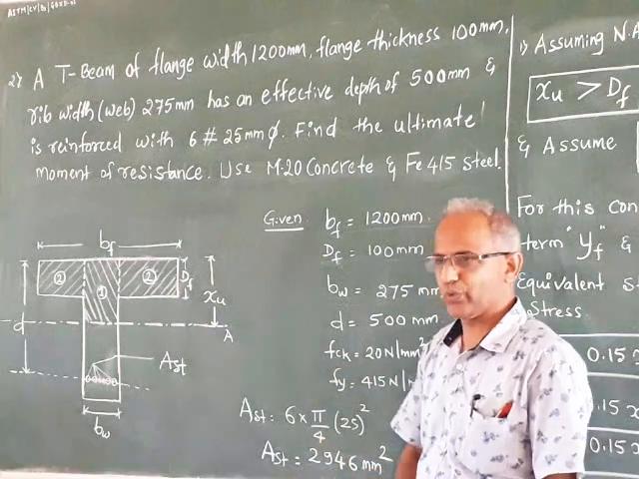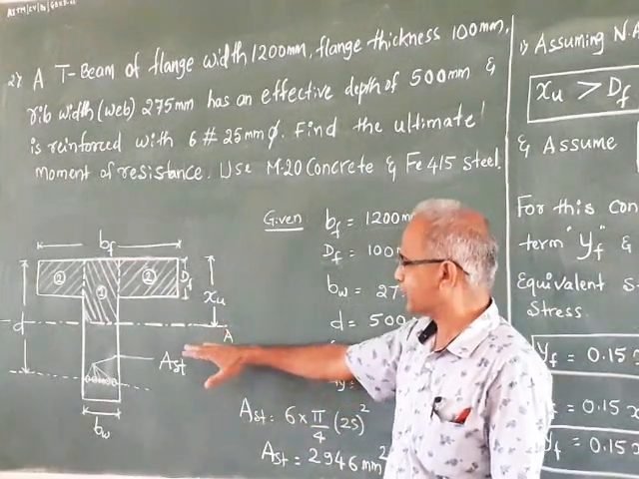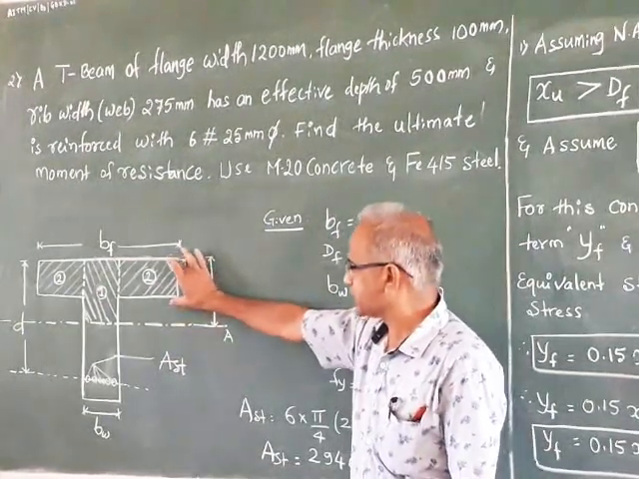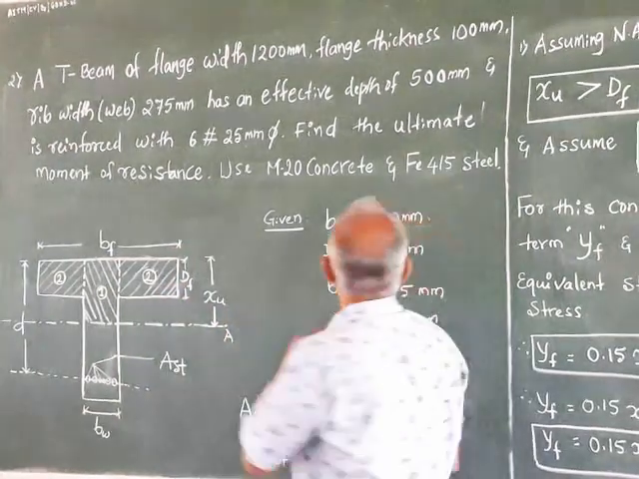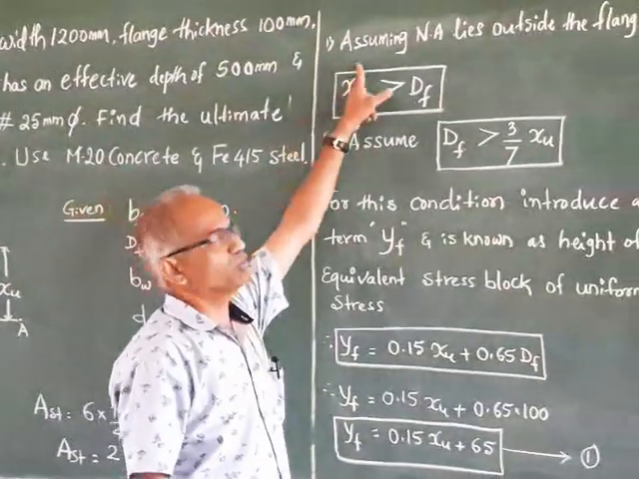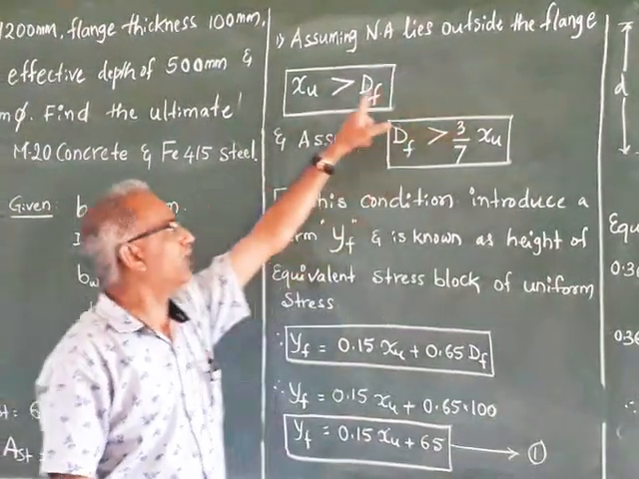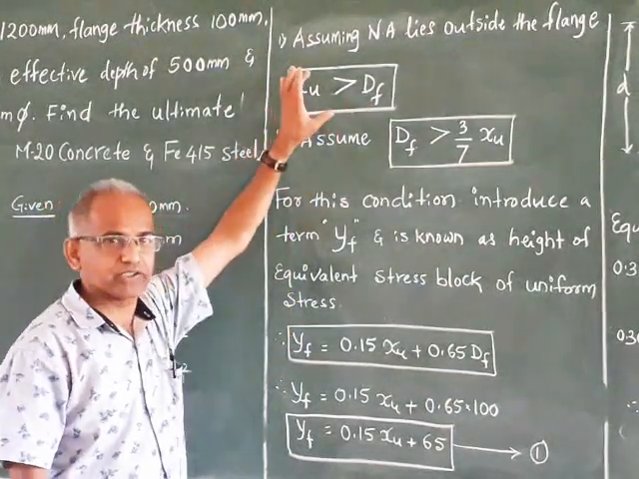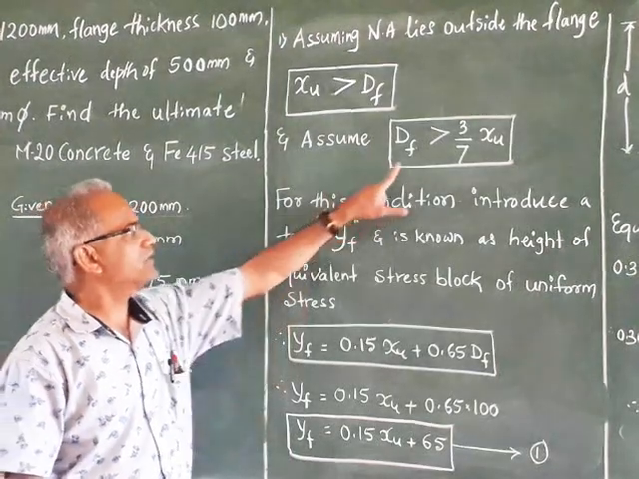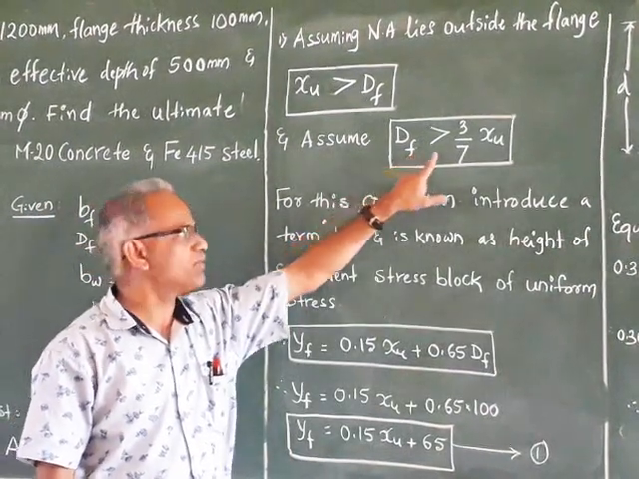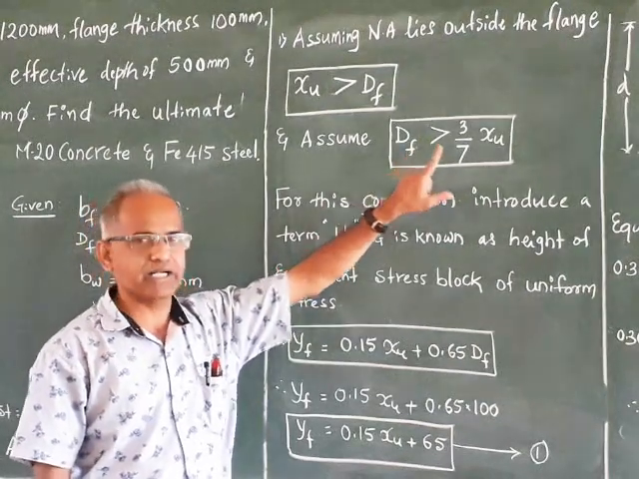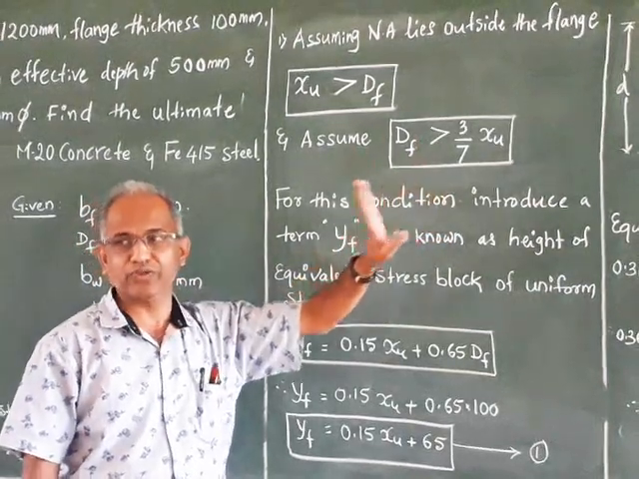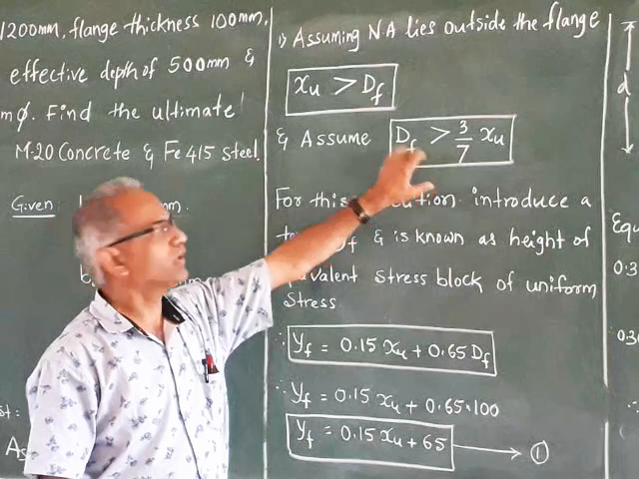Now directly in this problem, let us consider neutral axis outside the flange. That is, this is XU now. XU is greater than DF. So let us assume neutral axis outside the flange, so XU is more than DF. For this second condition, again there will be 2 options: either DF less than 3 by 7 XU or DF greater than 3 by 7 XU. We don't know whether this condition is satisfied or not, but let us assume these 2 conditions.